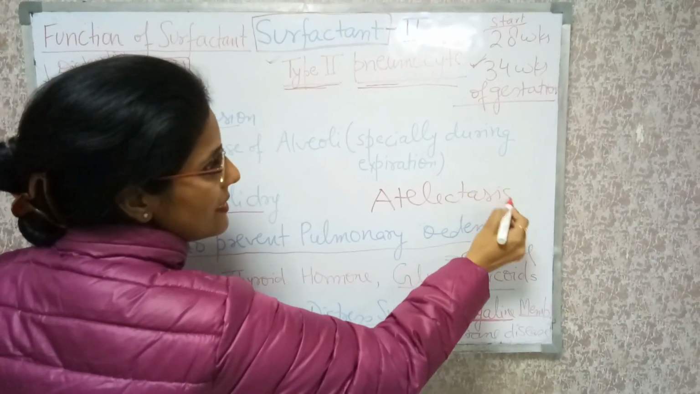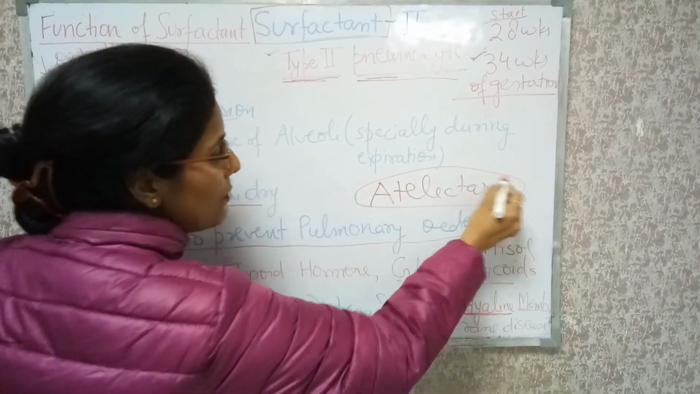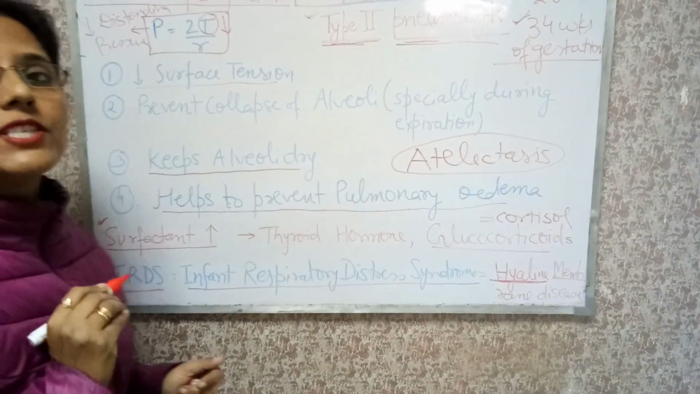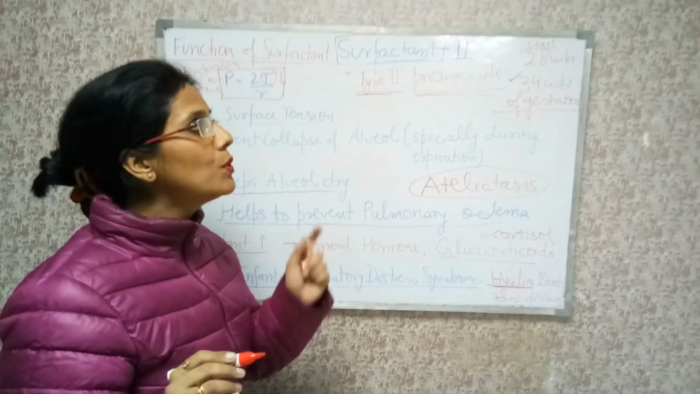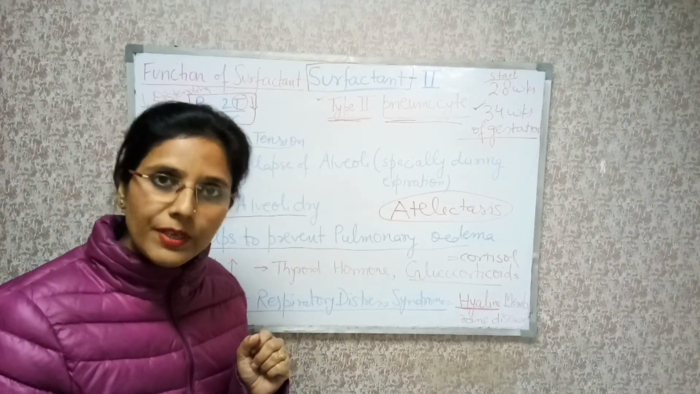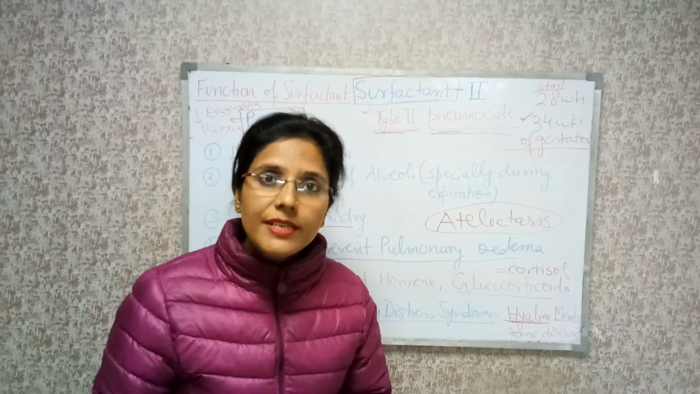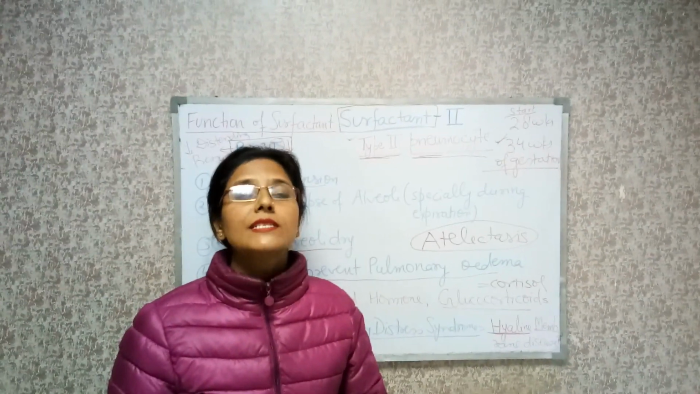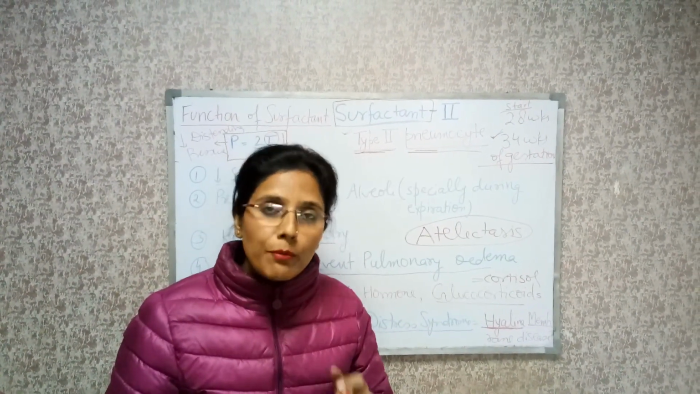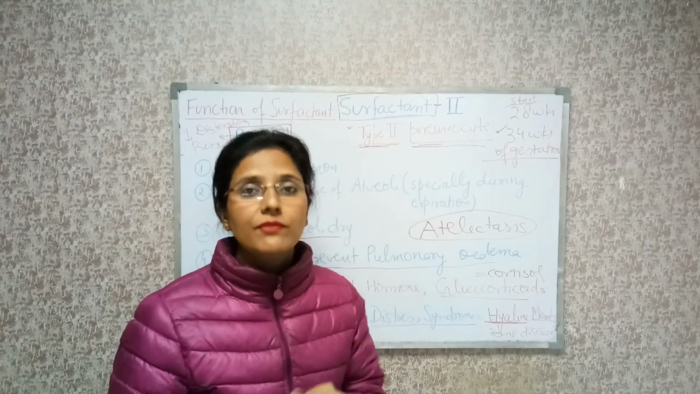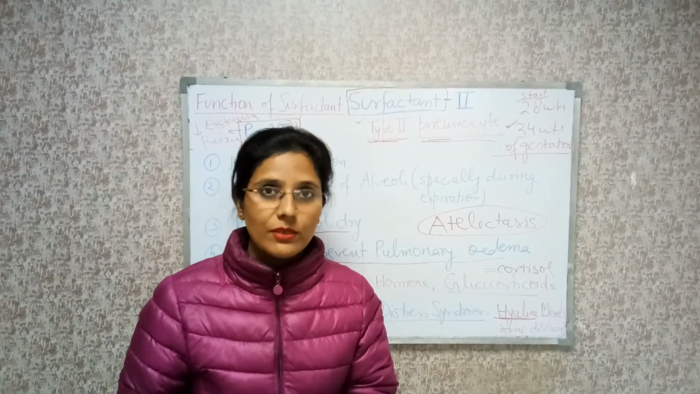So atelectasis is a feature of this IRDS which occurs in premature babies born before 34 weeks of gestation. There is atelectasis and respiratory distress in those babies, and sometimes they can die, especially if born much earlier, around 26 weeks.